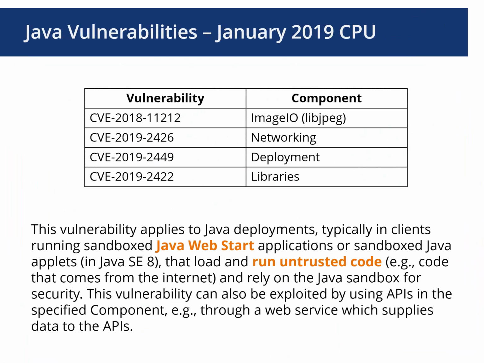So again, this is an example. Here are four vulnerabilities. If you haven't applied the January 2019 Java security updates to both the client and the application server, I can potentially cause some issues.